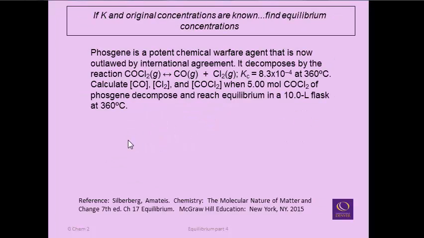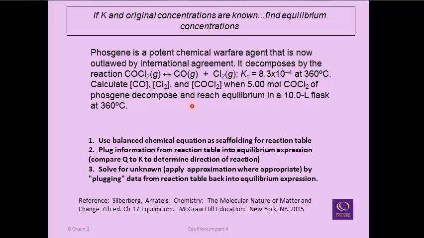So here's another example. We're going to work with phosgene, a reaction where phosgene breaks down and makes carbon monoxide and chlorine gas. The equilibrium constant for that is not real favorable. It's less than 1 at 360 degrees. So what we'd like to know is what are the equilibrium concentrations if you start off with 5 moles of carbon oxygen dichloride, or phosgene, and you let it decompose and reach equilibrium in a 10-liter flask at 360 C.